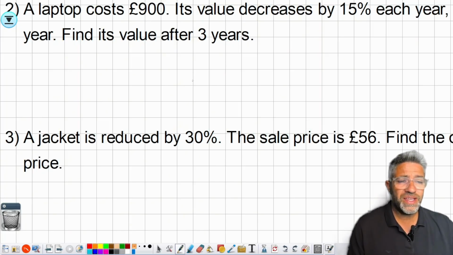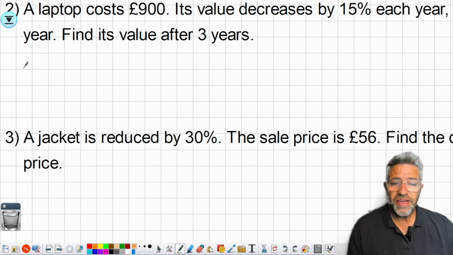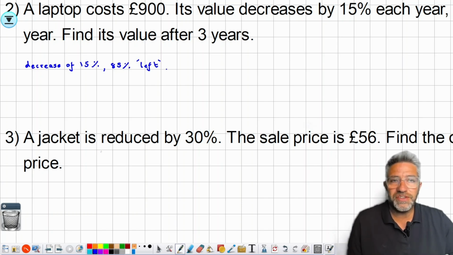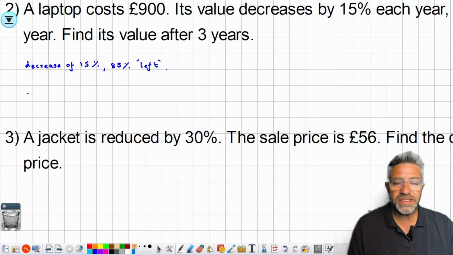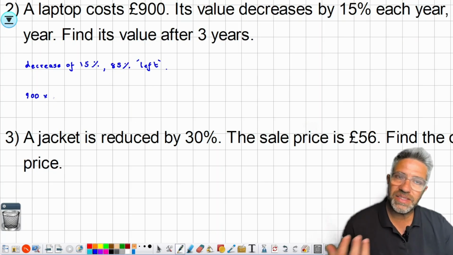Now, this time, because we're looking at a decrease, if we have a decrease of 15%, hopefully everybody will agree we have 85% left. The reason being, of course, percentages are out of 100. Now, I'm going to begin in exactly the same way. And I know I said I won't show the full working out anymore. I will just on this occasion, just so everyone becomes clear and hence more confident.